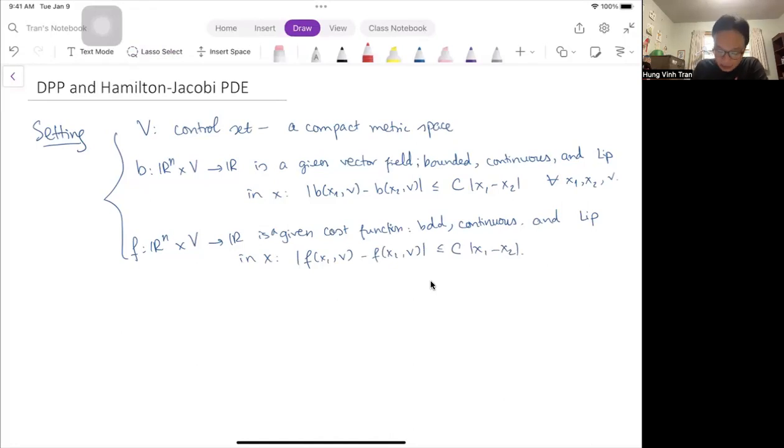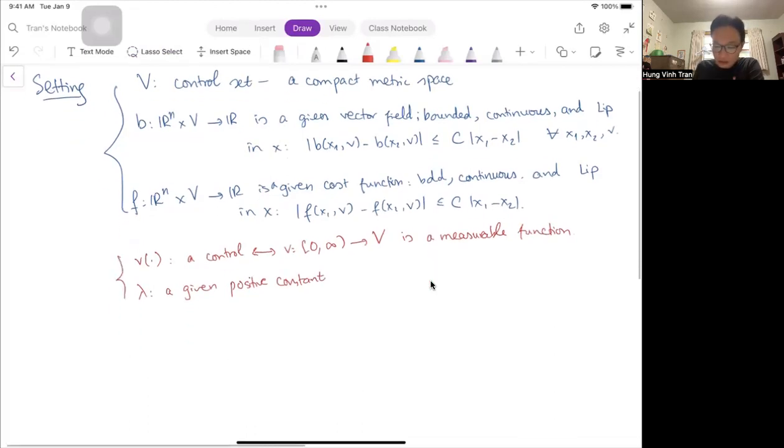A control is denoted by v. It is a function from 0 to infinity to the control set V, a measurable function. So it's called a control. Okay, this is what you can control, and lambda is a given positive constant. So those are our control and a fixed constant.